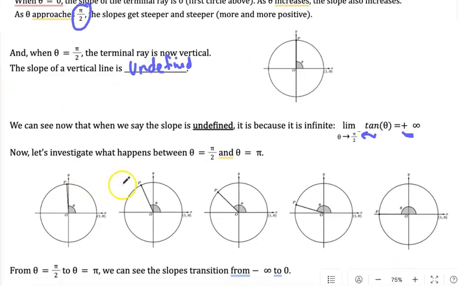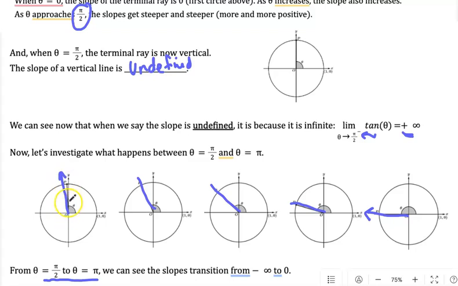So let's take a look at what happens when theta is between pi over 2 and pi. Notice here that we have a terminal ray with a negative slope, so tangent will be negative. It is highly negative and then becomes less negative and even less negative. When we end up here on the negative x-axis, which is an angle of pi, the slope is 0 because there is no change in y values for any given change in x values. So on the interval from pi over 2 to pi, the slopes transition from negative infinity all the way up to 0.